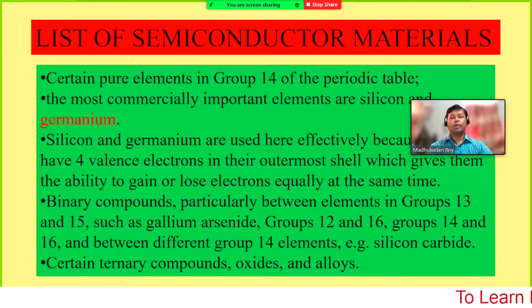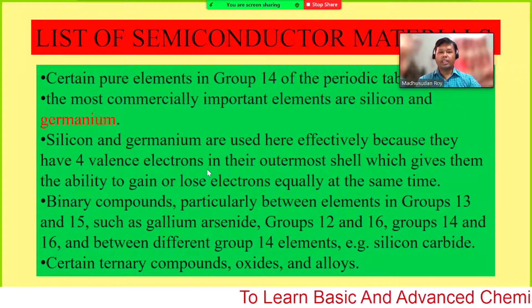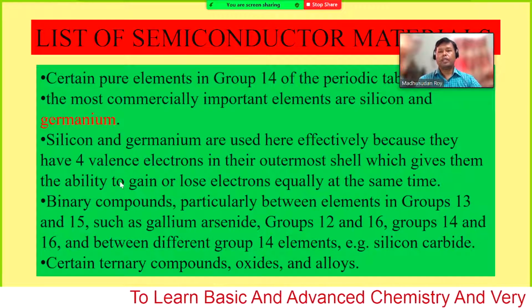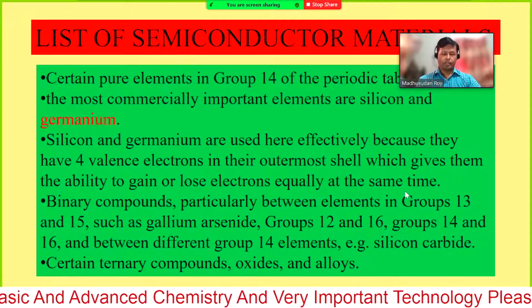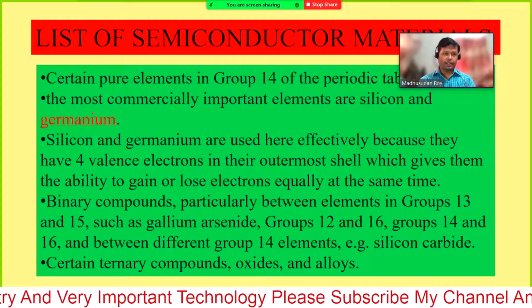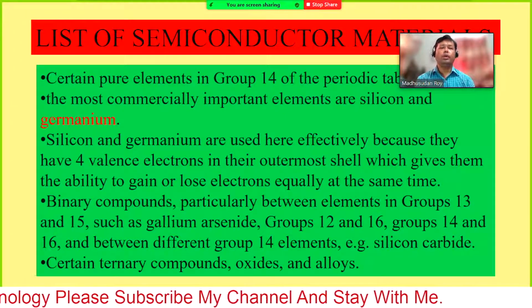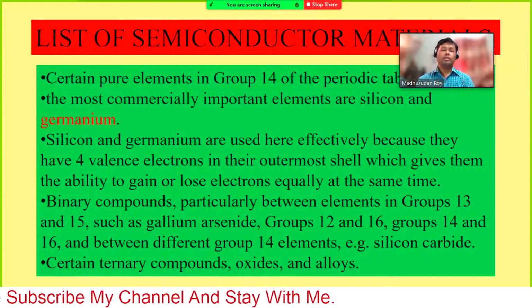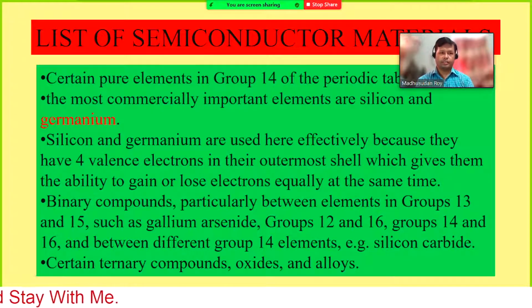So silicon and germanium are used here effectively because they have 4 valence electrons in their outermost shell, which gives them the ability to gain or lose electrons equally at the same time. As already mentioned, silicon and germanium have 4 electrons in the outermost shell because they are in group 14 or group 4A. So when they have 4 electrons, to fulfill their octet, either they need to lose 4 electrons or they need to gain 4 electrons.